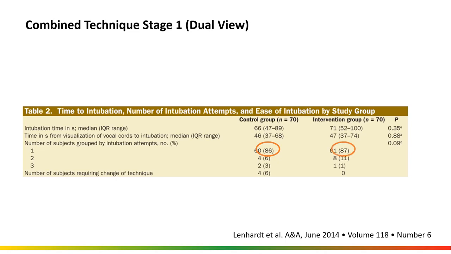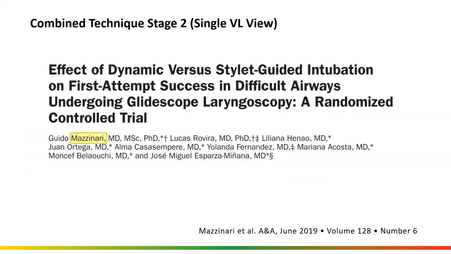First pass success really wasn't much different, but the important thing was ultimate success was very different. And this was a crossover study. So if you could not intubate with one, then you crossed over to the other. Everybody that could not be intubated with a static stylet could be intubated when they crossed over to combined technique. And so that was the big thing here, that you could always rescue yourself from a static stylet problem when you introduced a dynamic introducer.